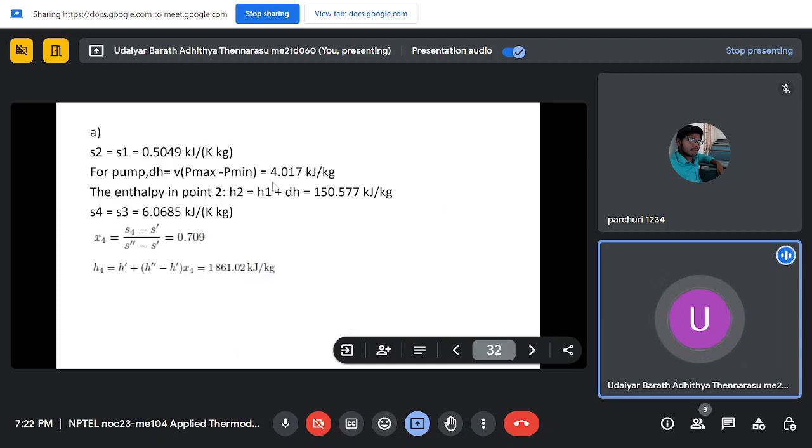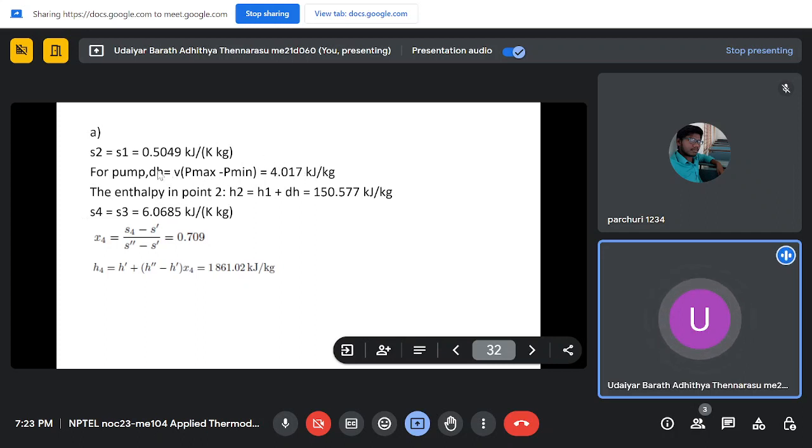So the work done in the pump is equal to minus integral V dP. V will not vary much, so you can take it as constant, so it will be V times the integral of dP, which is the difference in pressure. So the specific volume times the difference in pressure will give you 4.017 kilojoule per kg. If it had been volume, this would have been in kilojoule, and this would have been m dot times delta H, but this being specific volume, this is in specific enthalpy.